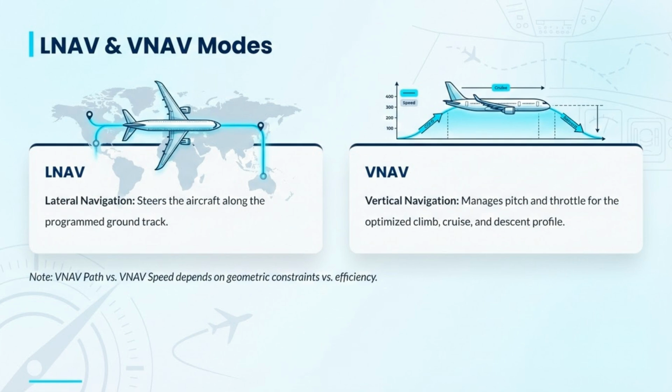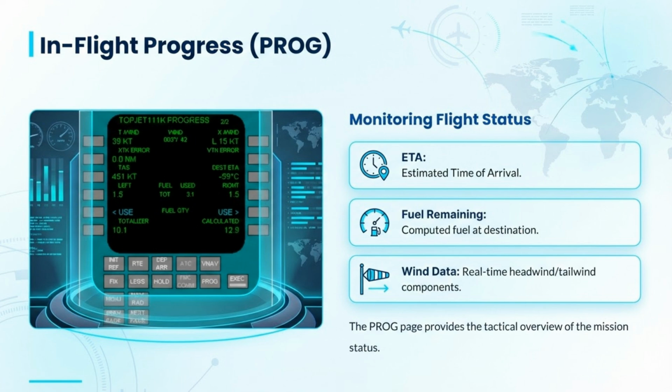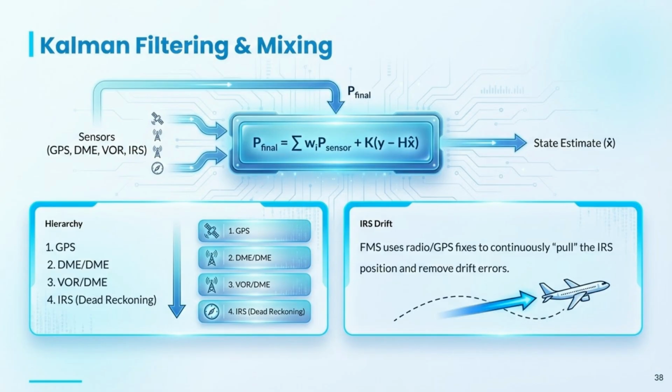VNAV, or vertical navigation, manages pitch and throttle to follow the optimized climb, cruise, and descent profile. The in-flight progress, or PROG page, monitors flight status, providing the estimated time of arrival, computed fuel remaining at the destination, and real-time wind data. The FMS uses Kalman filtering to mix sensor data from GPS, DME, VOR, and IRS. This filtering creates a hierarchy where GPS has the highest priority and continuously corrects IRS drift.